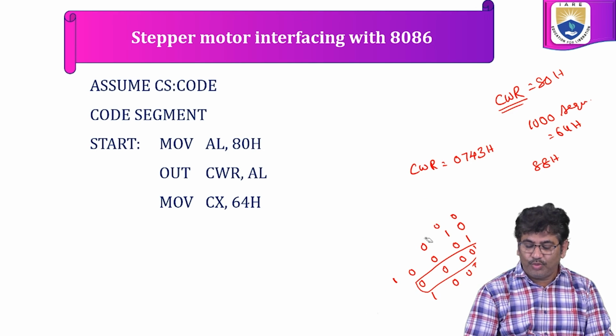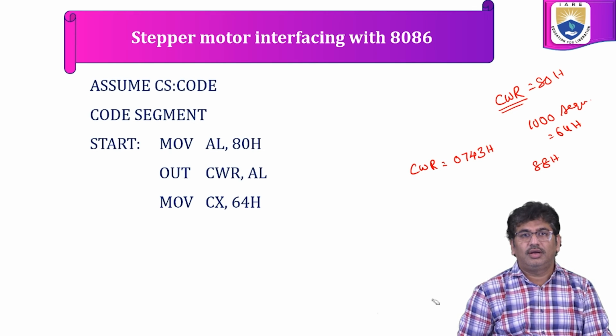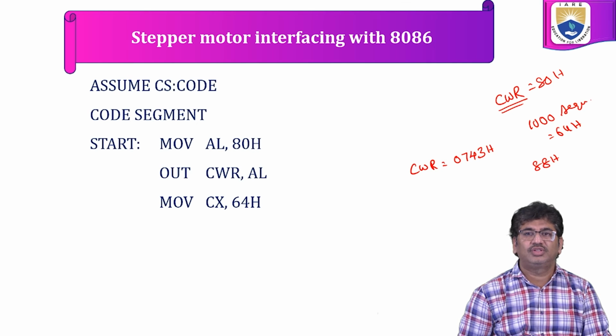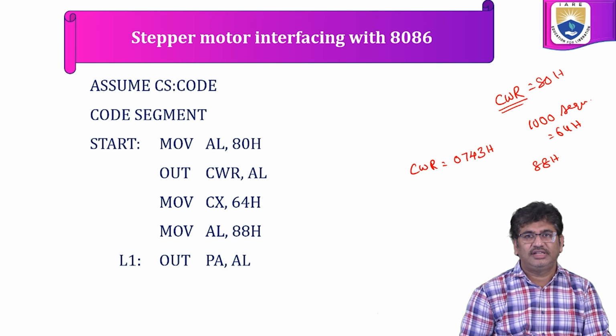For sending to port A, first we have to write the excitation to the port through AL register. So first we will move the sequence to AL register. Move AL comma 88H. This sequence we have to send to port A. So we will write the instruction out port A comma AL. This label we will see later why we are placing here.